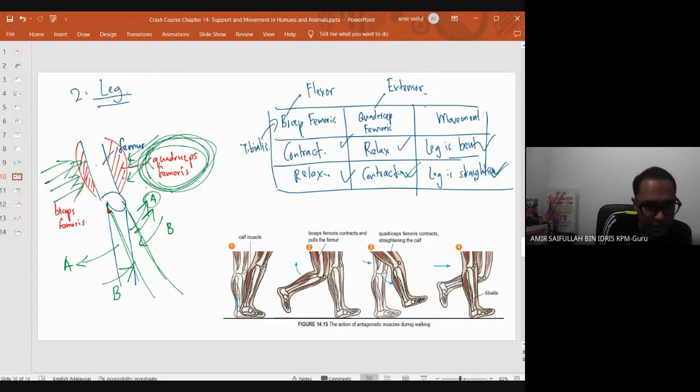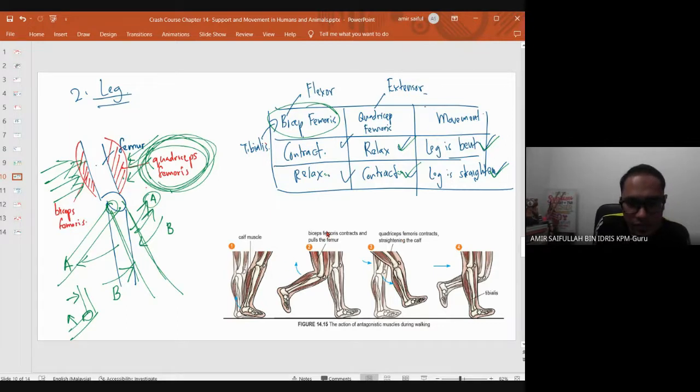If it is A, if you try it with your leg, it means it will bend. It will go like this. The leg will go like this, because it's bending towards here. Because this one contracts. So when the bicep contracts, the quadricep relaxes, and the leg is bent. Like that only. Okay, simple.